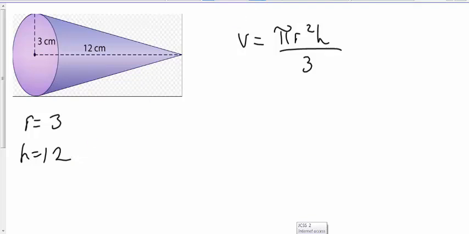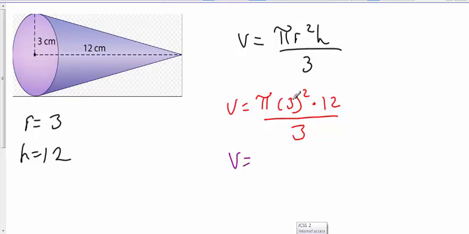So substituting these in, we get this particular equation. Pi, the radius is 3 squared, times 12 divided by 3. Now, there's a couple of things that you can do here. First off, we're going to go ahead and square the 3. So that's pi times 9 times 12 divided by 3.